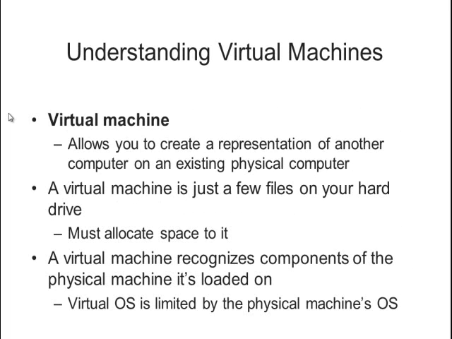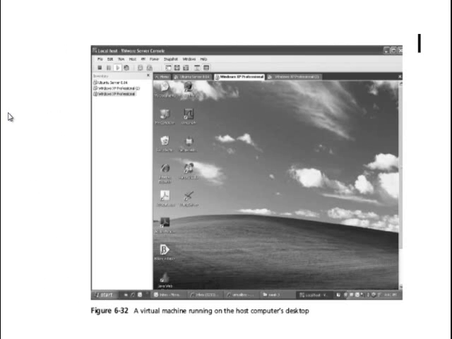Virtual machines. A virtual machine allows you to create a representation of another computer on an existing physical computer. The virtual machine is just a few files on your hard drive. You have to allocate space for it.